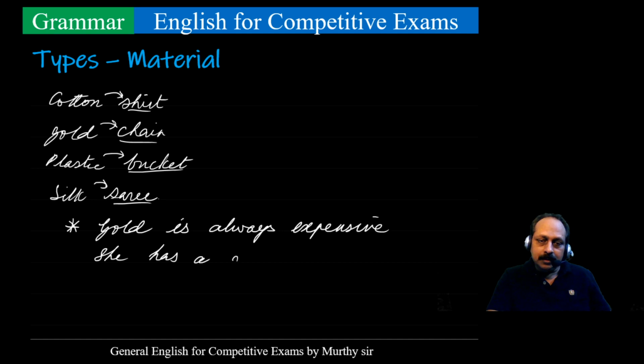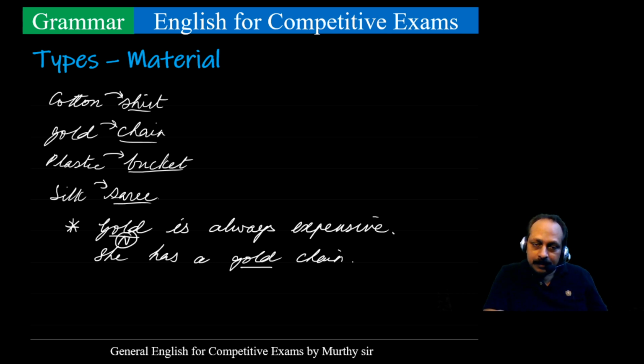She has a gold chain. In both the sentences, I have used the same word, gold. Now listen very carefully. In the first sentence, if you ask the question, gold is always expensive. In this sentence, the word gold, which part of speech is it? I will say it is a noun. In the second sentence, if you ask me, sir, the word gold in the second sentence, which part of speech is it? I will say adjective.